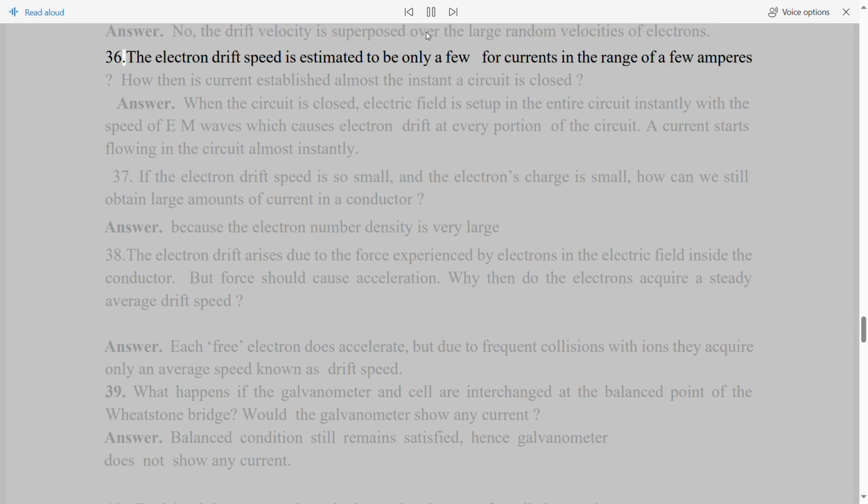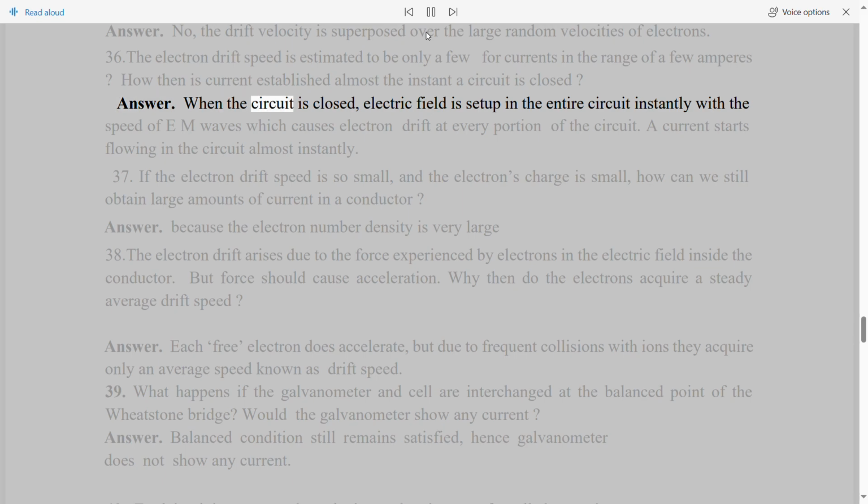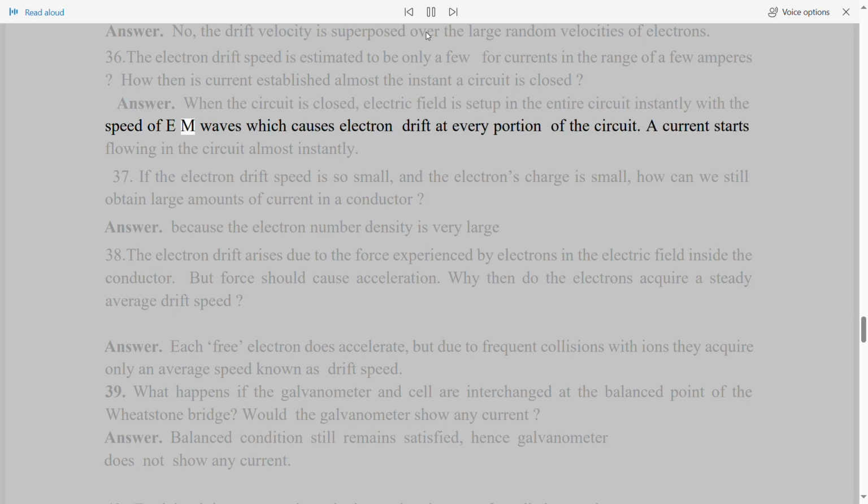36. The electron drift speed is estimated to be only a few mm/s for currents in the range of a few amperes. How then is current established almost the instant a circuit is closed? Answer: When the circuit is closed, an electric field is set up in the entire circuit instantly with the speed of EM waves, which causes electron drift at every portion of the circuit. A current starts flowing in the circuit almost instantly.